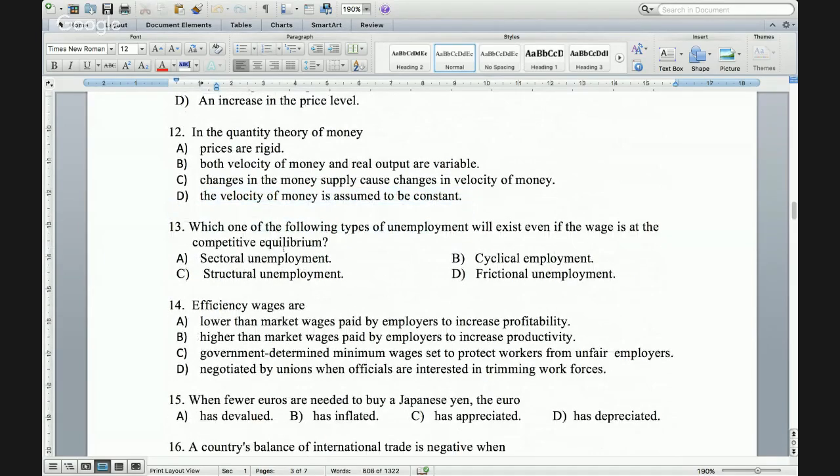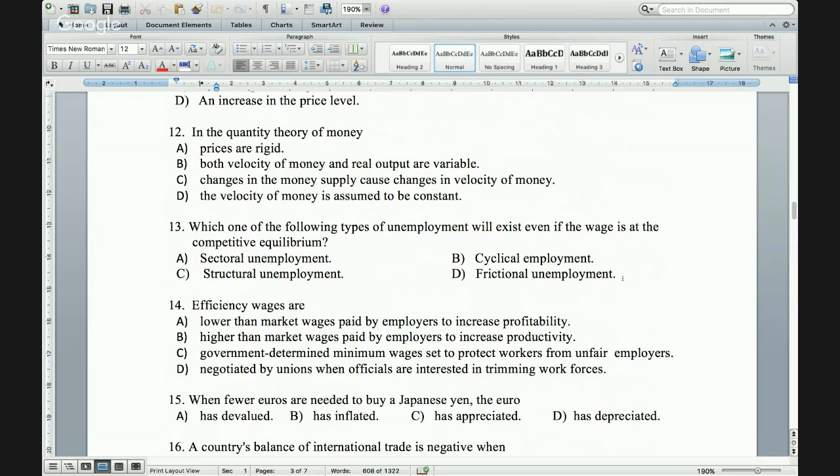Okay. Which one of the following types of unemployment will exist even if the wage is at competitive equilibrium? Okay. So wage is at a competitive equilibrium. Remember, you have to think through these. Don't rush into answering these type of questions. You could be given, as we were told here at the opening of this exam, 2 marks per question. You have 20 questions, and assume a mark a minute. So you should be spending around 2 minutes on each question in order to think through it.